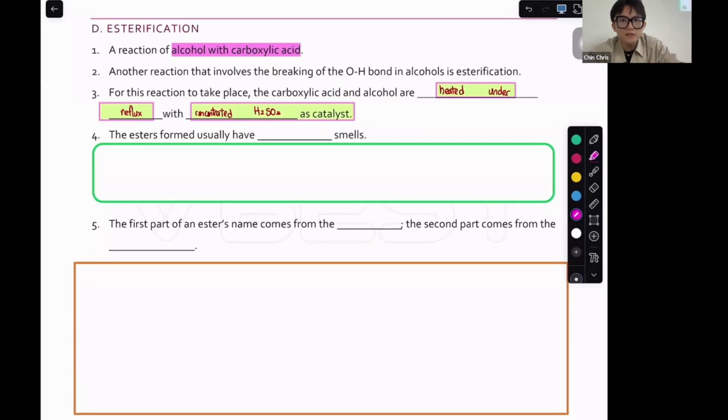And guys, the ester formed usually will have a fruity smell. Alright guys, now let me show you your esterification reaction. Looking at your A-level content, I'm going to make it harder. You guys already did it in IGCSE. For example, I have an ethanoic acid, and I'm going to react it with this, an alcohol.